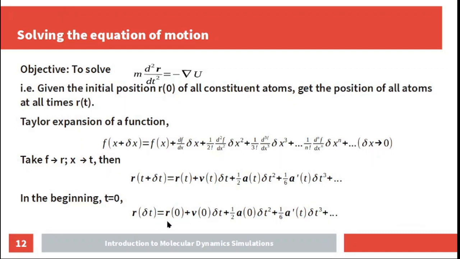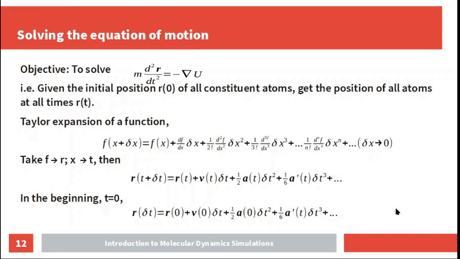So r at t equal to 0 is known from the initial configuration. V at t equal to 0 is known from the temperature of the system, as we had seen earlier. Accelerations at t equal to 0 can be calculated from the negative gradient of potential energy, but of course we do not know the higher order derivatives of position, so we can discard them because as delta t is very small, these terms are going to be even smaller and so they can be neglected.